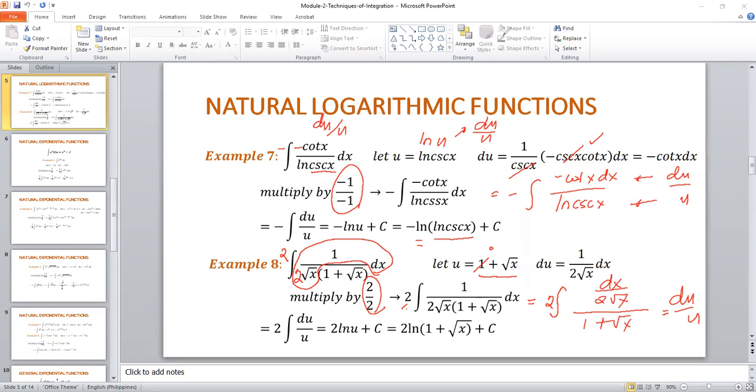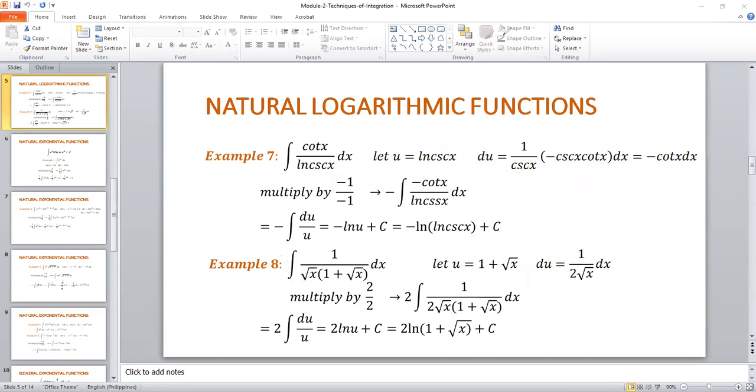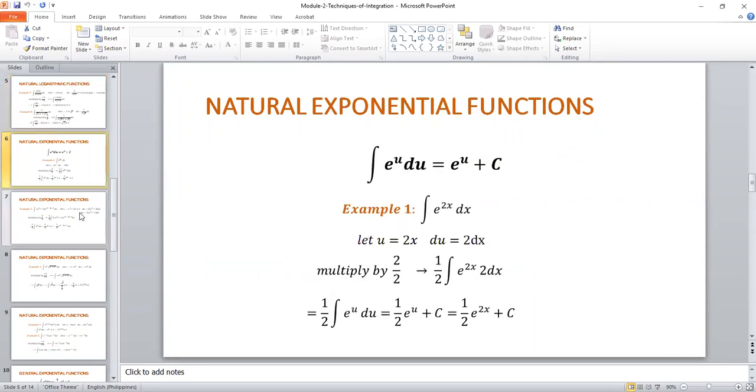Okay. So I will proceed if there aren't any comments or clarification. The next function here, so we're done with natural logarithmic functions, integrals yielding logarithmic functions, or the ln functions. What about the natural exponential function? So this is now the third type of function that was given to you.